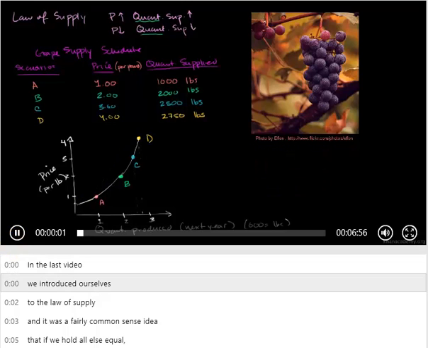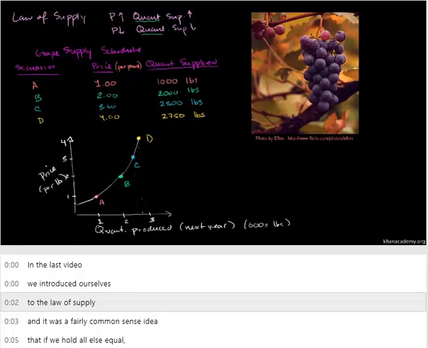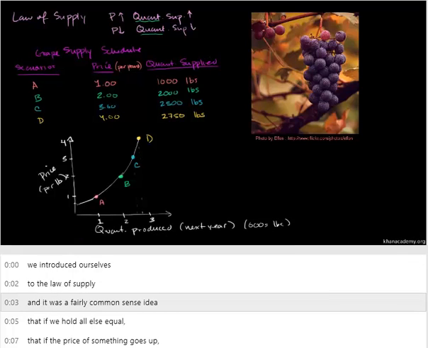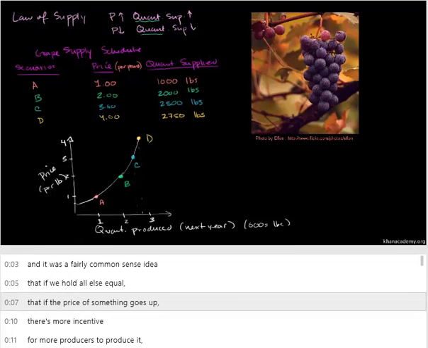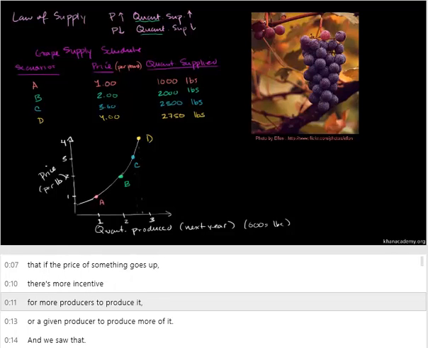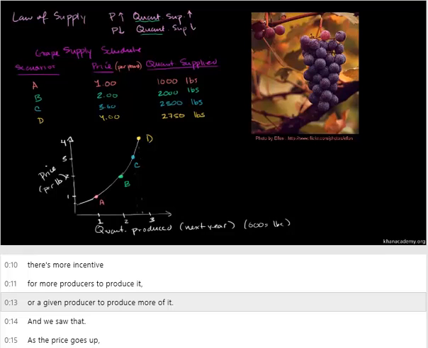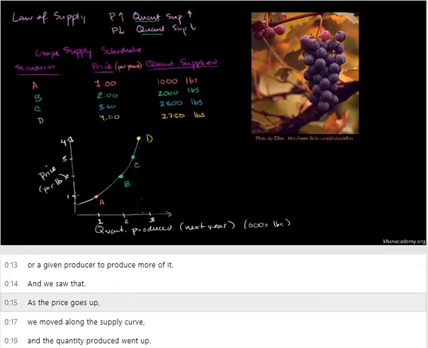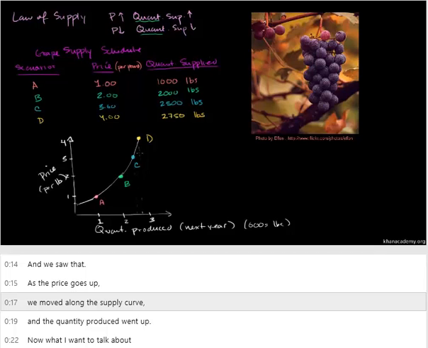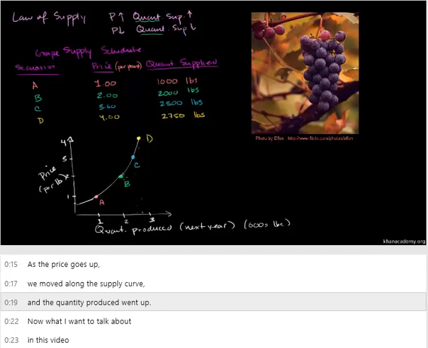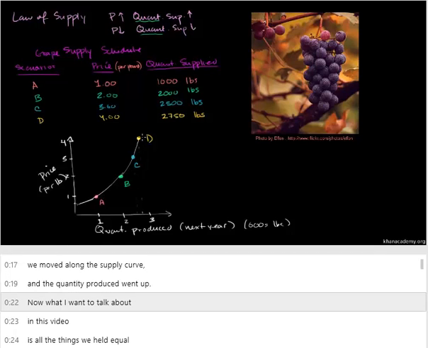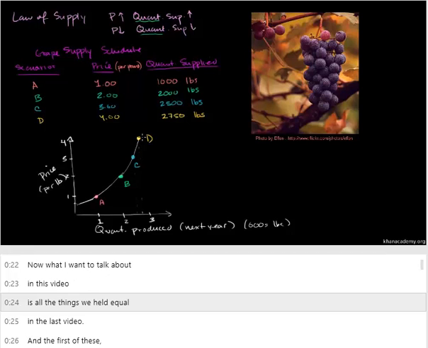In the last video, we introduced ourselves to the law of supply, and it was a fairly common sense idea that if we hold all else equal, if the price of something goes up, there's more incentive for more producers to produce it, or a given producer to produce more of it. And we saw that as the price goes up, we moved along the supply curve, and the quantity produced went up.